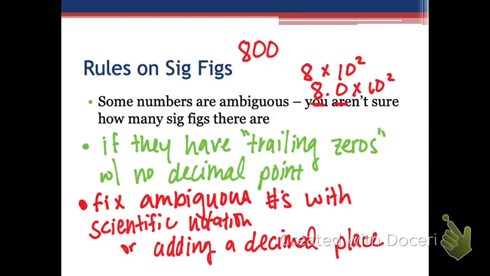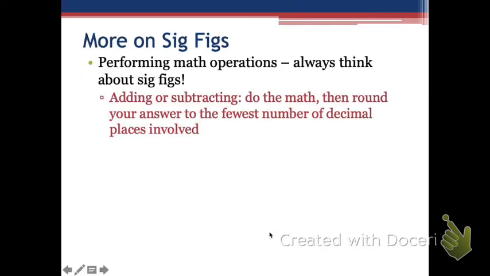Now we're going to move into how we do math with them. Okay, math operations. We've got two main sets of rules for when we perform math operations. The first set of rules is for adding and subtracting. Okay, this is really important. So highlight this, circle it, star it, whatever you need to do with this information, but I need you to know it, okay? When we add and subtract numbers, we do the math, then we round our answer to the fewest number of decimal places involved. That's another way for us to say we cannot have an answer that is more precise or more exact than one of our original measurements.